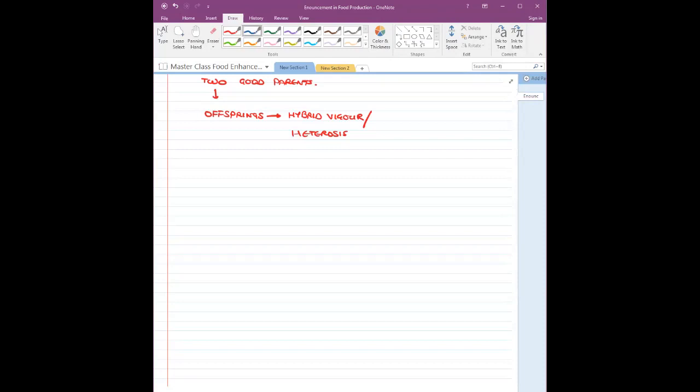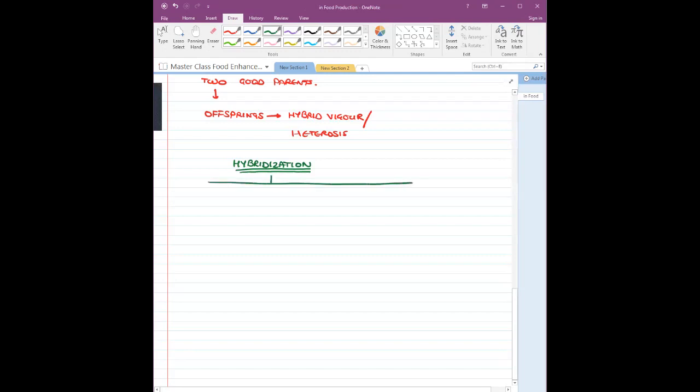Okay. So now, guys, when we talk about hybridization, it can be of different types. Just like when we talked about breeding, we have inbreeding, outbreeding, crossbreeding, interspecific hybridization, outcrossing, right? The same way we have hybridization in plants as well. Now how is it going to be? We have three different types. Let's see what these three types are.